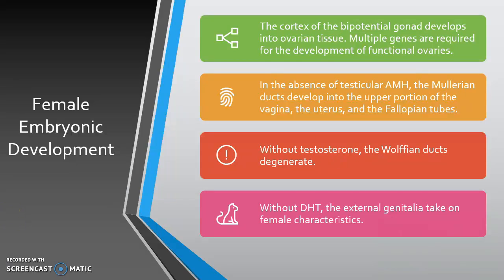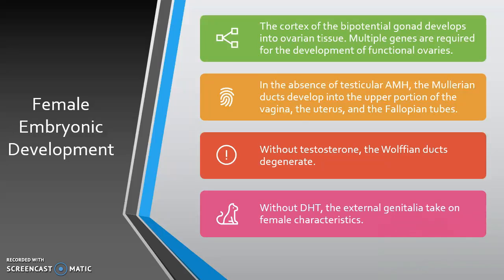Now, some important points with the female embryonic development. This is, again, at the point where the SRY gene is absent. Once that occurs, the cortex of the bipotential gonad will develop into ovarian tissue. And there are multiple genes that are required for this development for the functional ovaries. I just didn't have them listed, but there are a number of them.